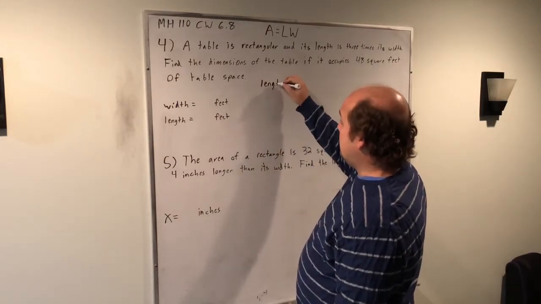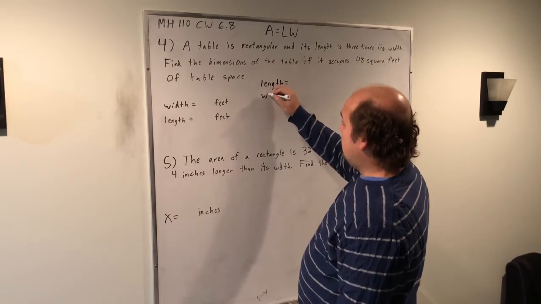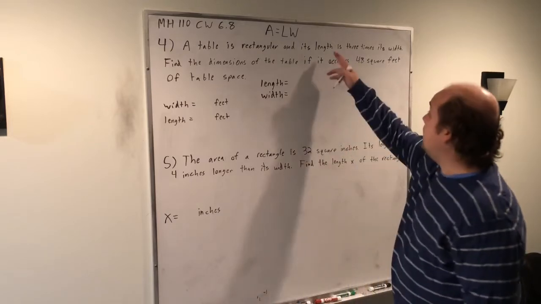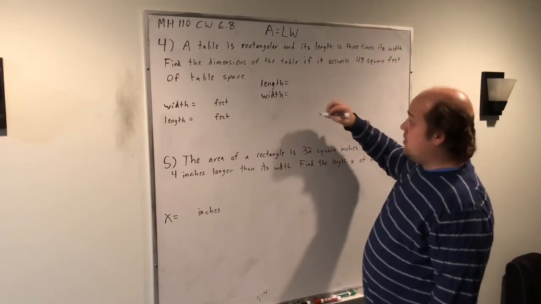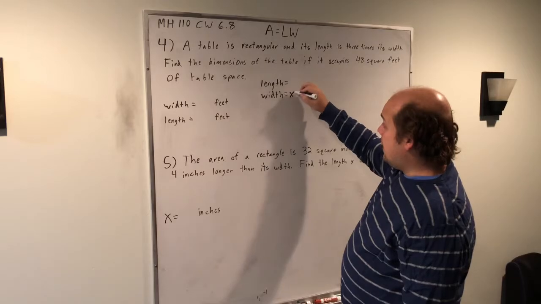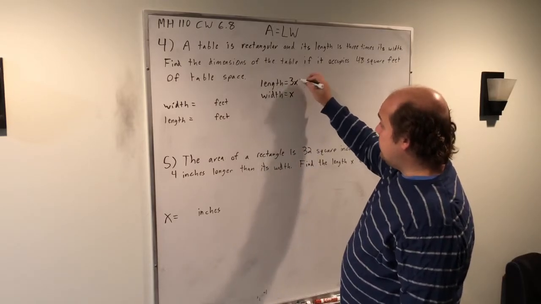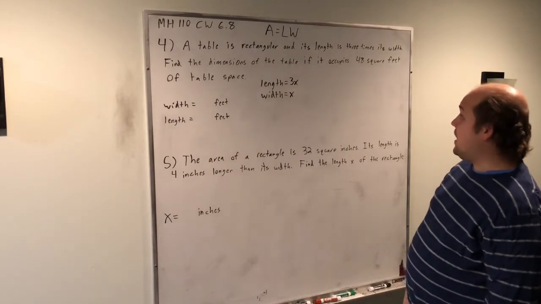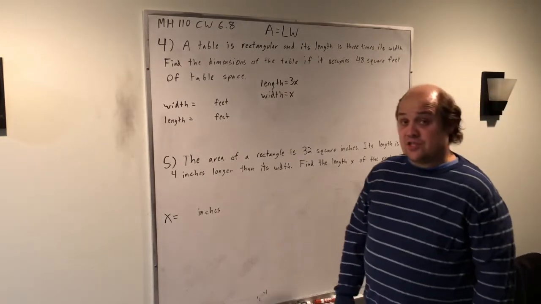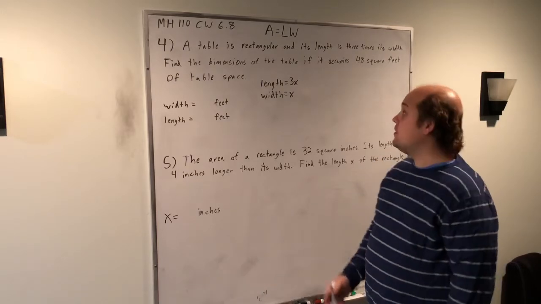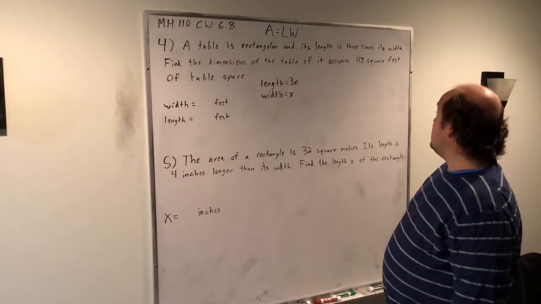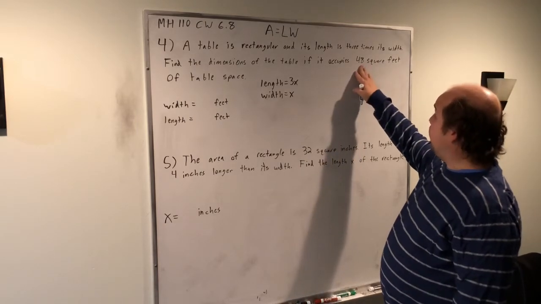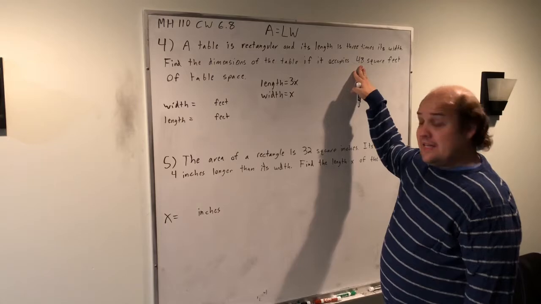So length, width. In this case, if the length is 3 times its width, let's set the width at x. That means the length is 3 times that, or 3x. Find the dimensions of the table. Just to be clear, dimensions means find the length and find the width. If it occupies 48 square feet of table space. So when it says what it occupies, this 48 square feet that it occupies is the area.